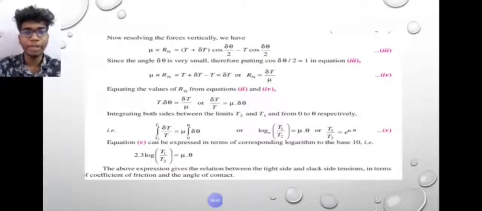Equation 5 can be expressed in terms of logarithm to the base 10, that is 2.3 into log T1 by T2 is equal to mu into theta. The above equation gives the relation between the tight side and slack side tensions in terms of coefficient of friction and angle of contact.